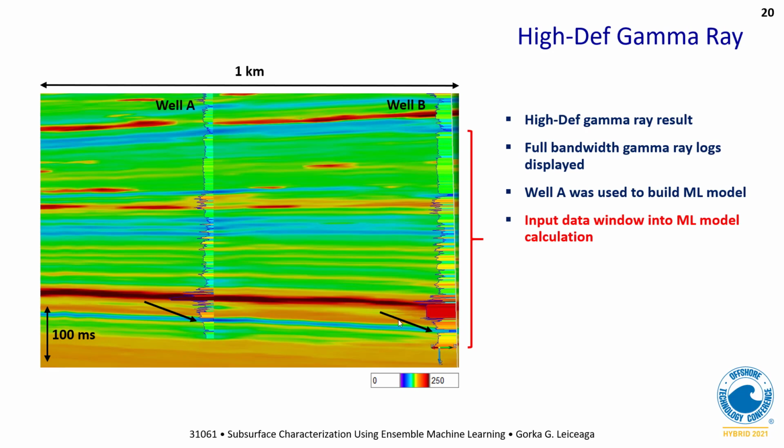Now this is the high-def gamma ray result. And you can see a lot of detail now. Very nice match at well A, which we expect because this is where we built our model from. This is the data set we used to build our model. And now well B, this is the validation well, or the blind well. And this is again the poor gamma ray here.